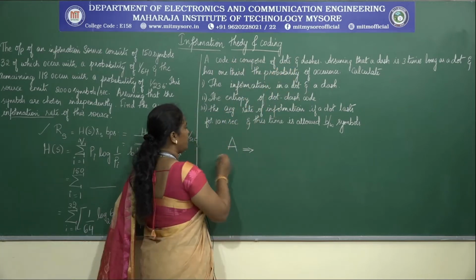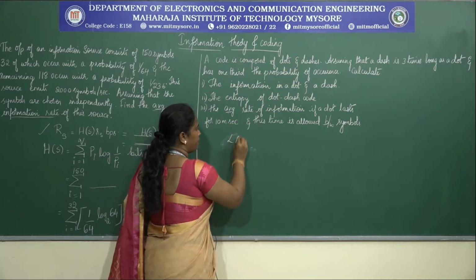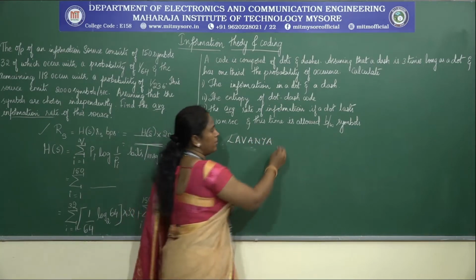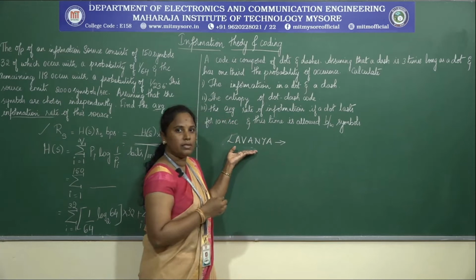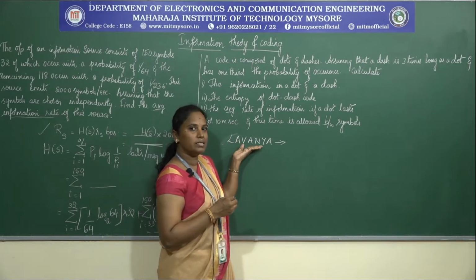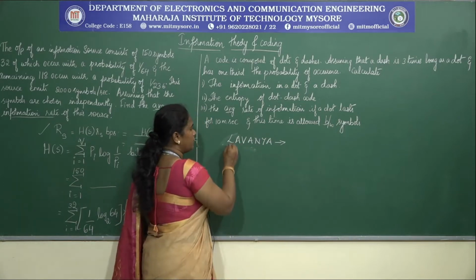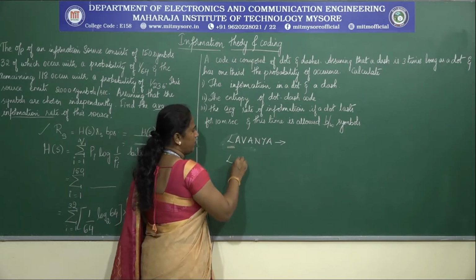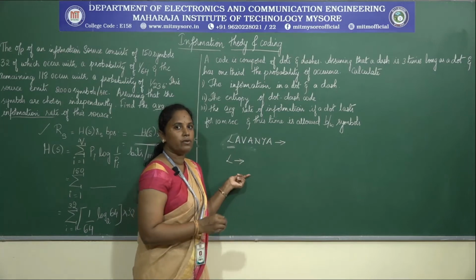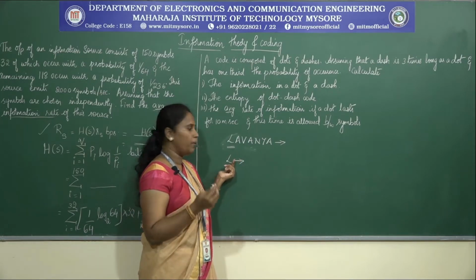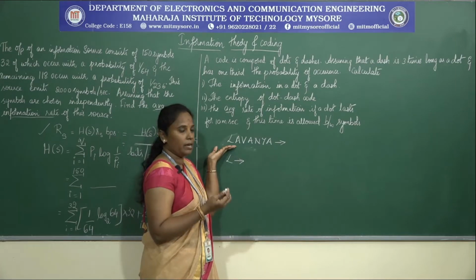For example, if I want to write my name, I need to convert these letters into dots and dashes. If I consider the letter L, L has to be represented in terms of dots and dashes. I don't know how many dots and dashes I require to represent L.